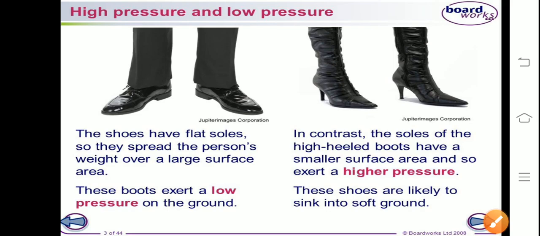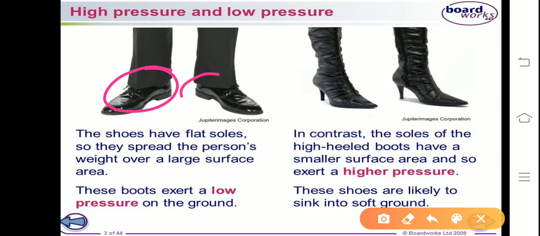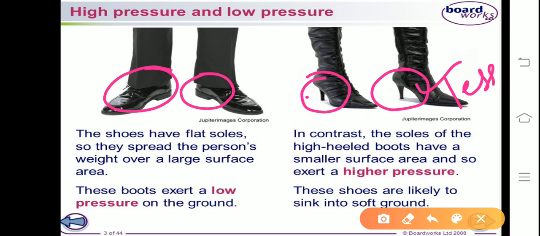Here are the differences between high pressure and low pressure. Observe these and observe this. Here area will be less, that's why pressure will be more. Here surface area is more, pressure will be less. Understand? We already discussed the formula.